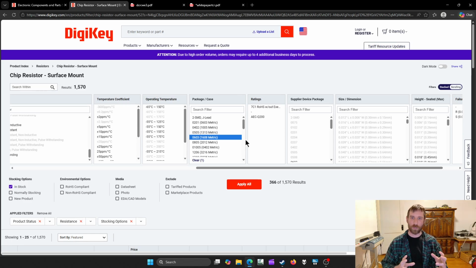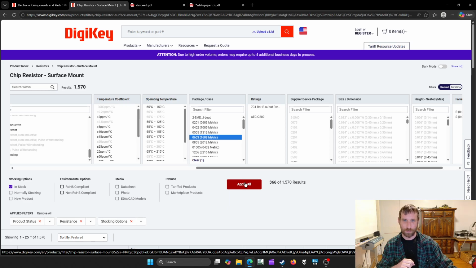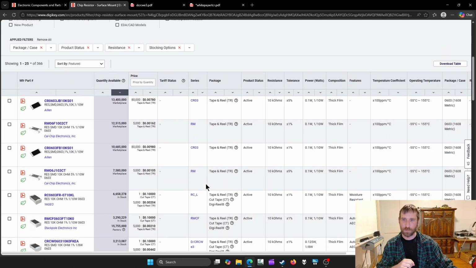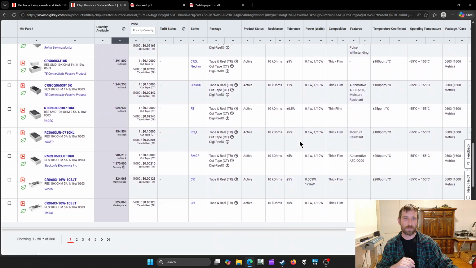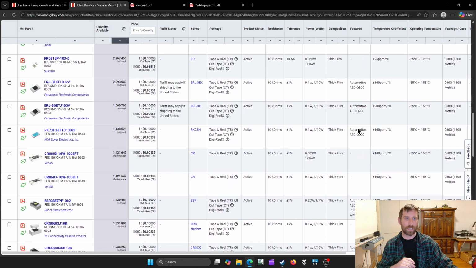One, it's small enough that you can have a dense design, and it's still big enough that if you mess up on your prototype, you can easily take the component off and put a new one on. For 0402 and smaller, it's a pain in the ass, and I just don't want to deal with it. So we're going to look at 0603 right here. If we go down here, still millions available. 1%ers still dominate. And then you do have some of the fancy features here.